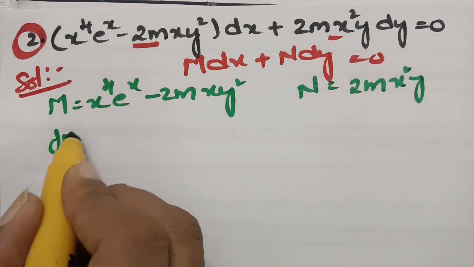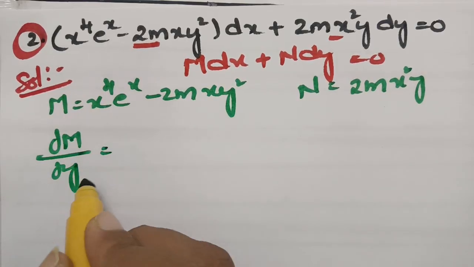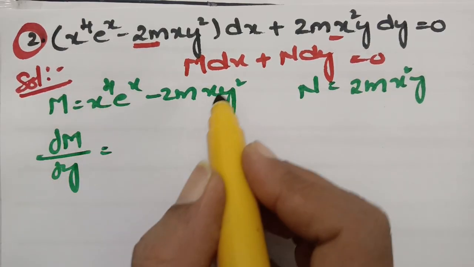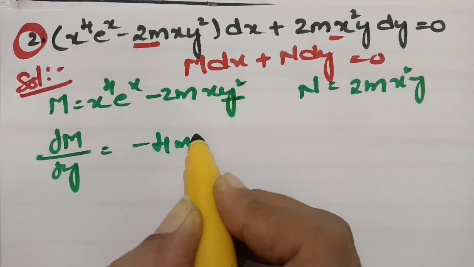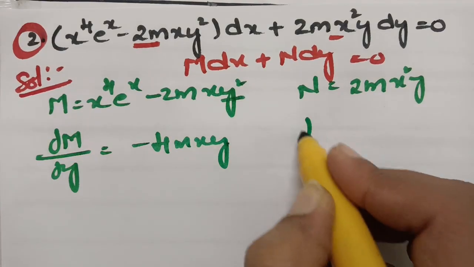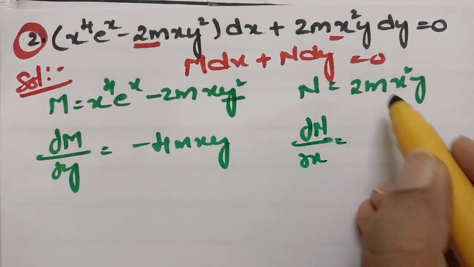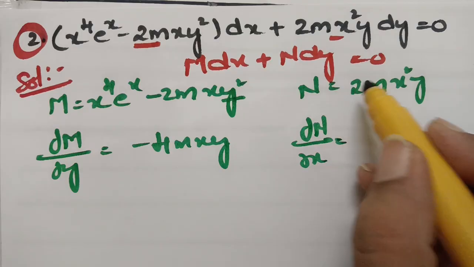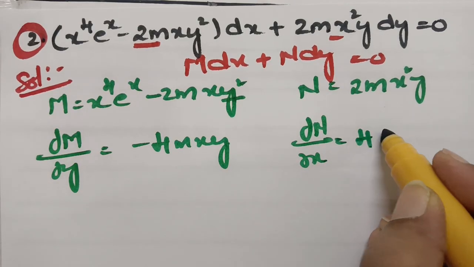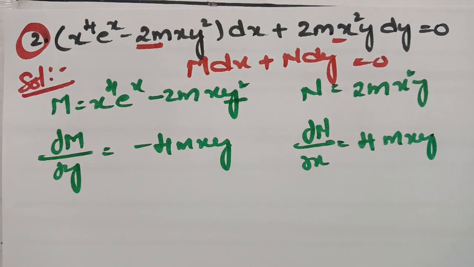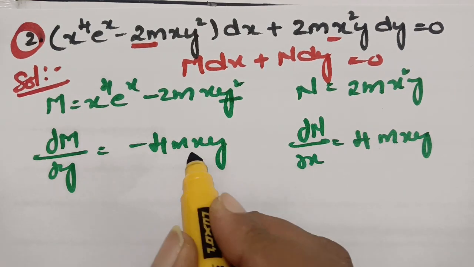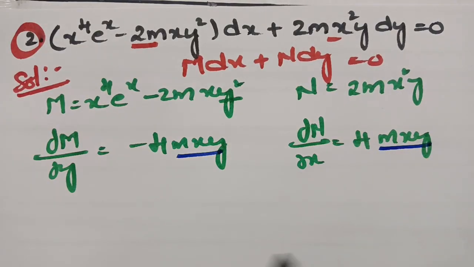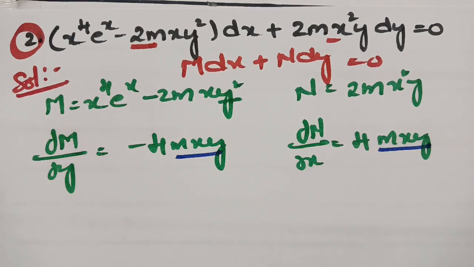So if I make a derivative with respect to y for M, x is constant. So this is y here. So this will be minus 4mxy. Clear? And what is dou N by dou x? So here is the x value. So if I send to front, this will be 4mxy. So if you can see, this is mxy and this is mxy. This is minus 4 and this is plus 4. So we have to go with the fourth model.